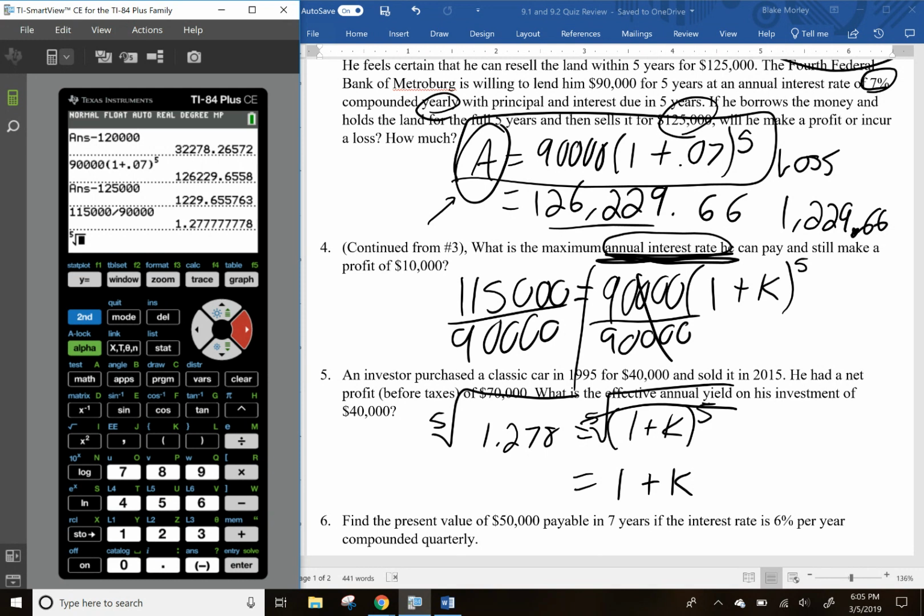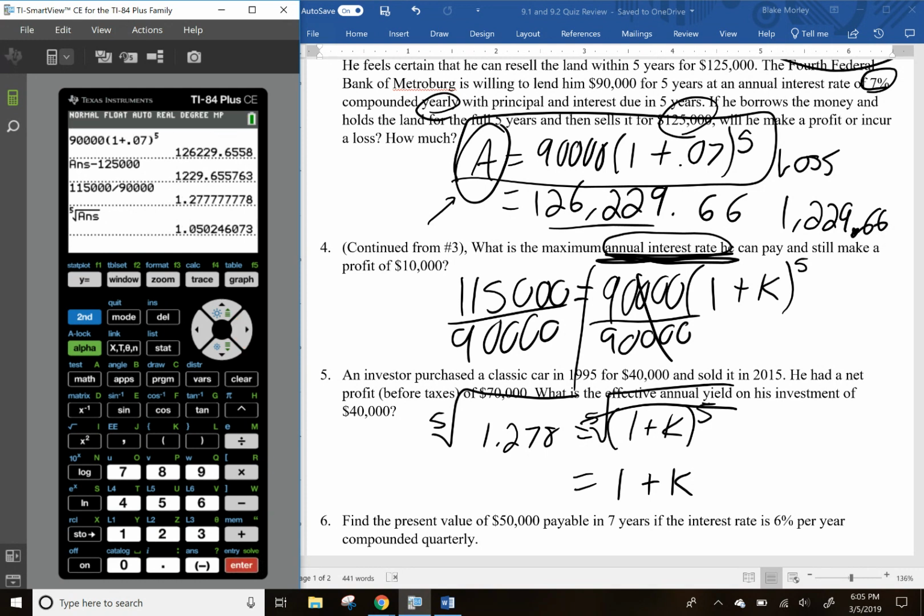And I need to take the 5th root of that last answer. So if I hit second and then the negative sign at the bottom, it will insert that last answer I just got. So it's doing the 5th root of the 1.2777. And I'm doing this because I don't want to have to mess with rounding. I want this answer to be as accurate as possible.